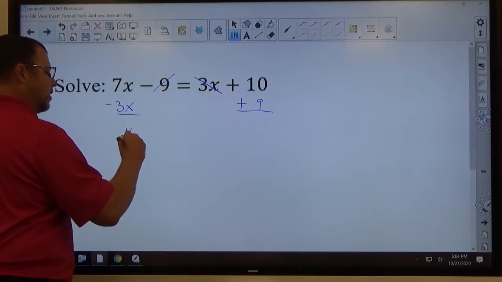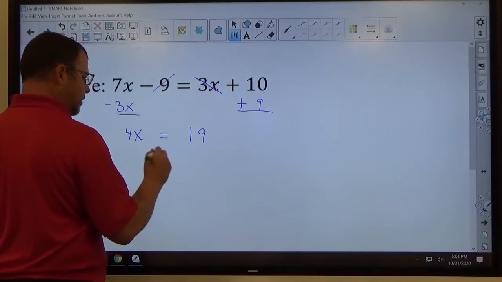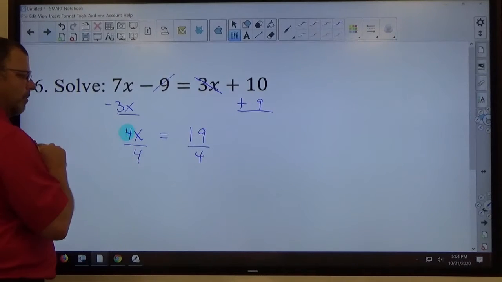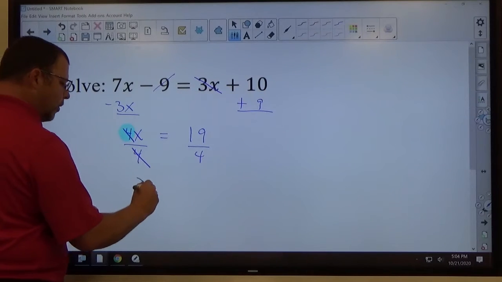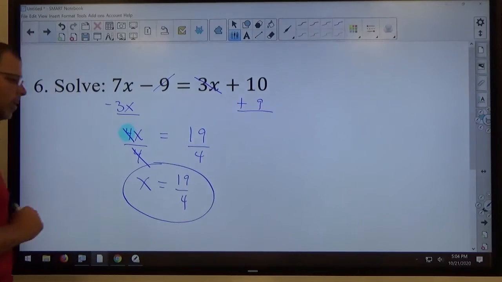7x minus 3x makes 4x on the left. 10 plus 9 makes 19 on the right. Divide by 4, whatever's in front of x is what we divide by. So x equals 19 fourths. As always, if it doesn't reduce, leave it as a fraction. So 19 fourths would be the answer to that one.